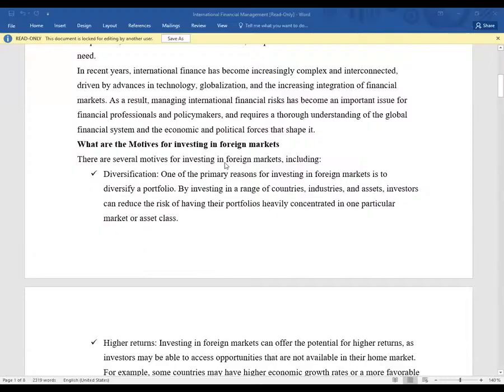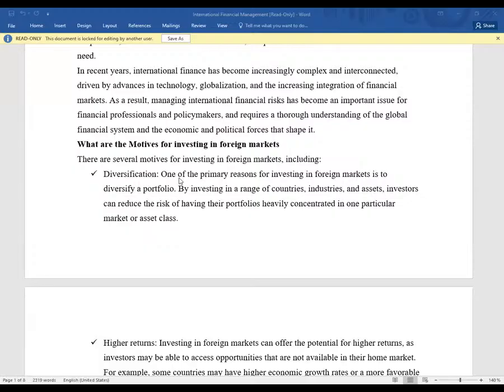What are the motives for investing in foreign markets? Why would I want, as an RCM online college, to invest in other countries? Number one, to spread my risk, to diversify. Some of these countries, like African countries, you can wake up one day, you get people in war. And if you had put all your eggs in one basket, you get into problems.